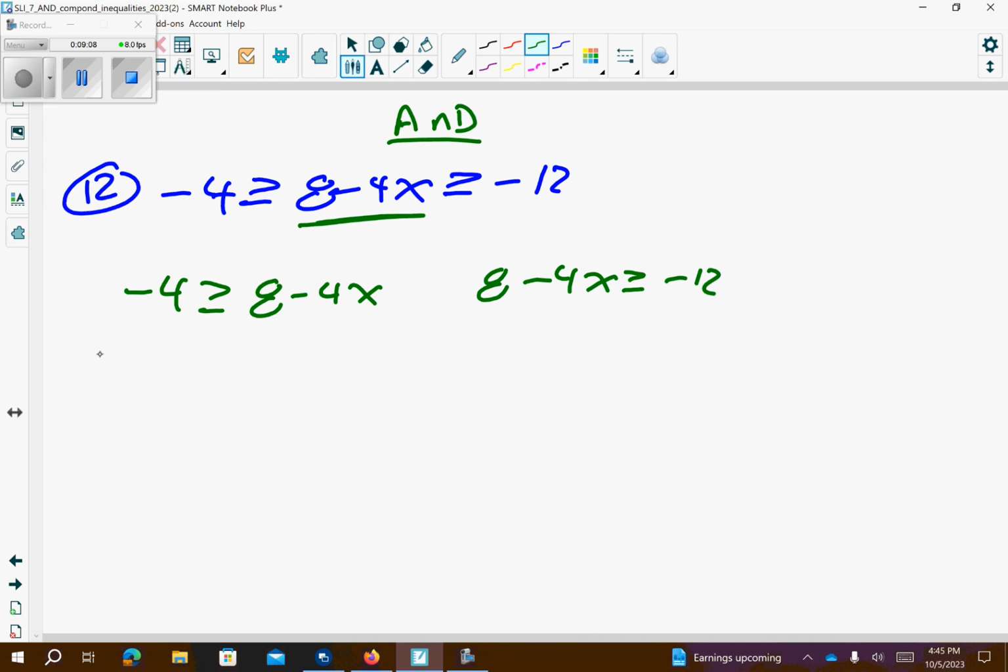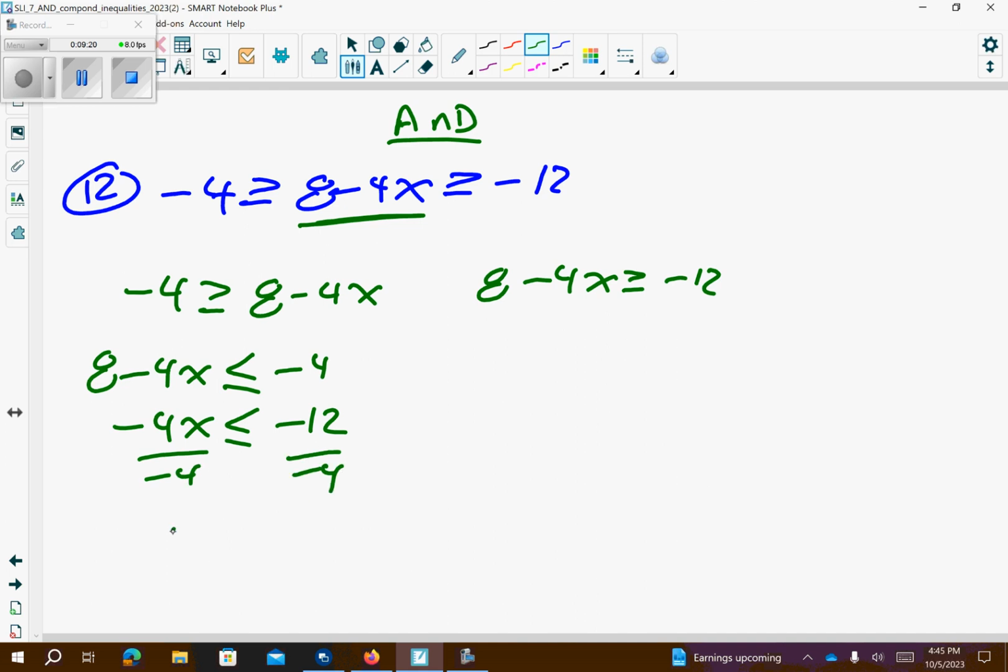And then I'm going to flip this one over to get the x on the right side. Make sure you flip the sign. I'm going to subtract 8 from both sides. Divide both sides by -4. Because I divide by a negative, my sign will flip over.